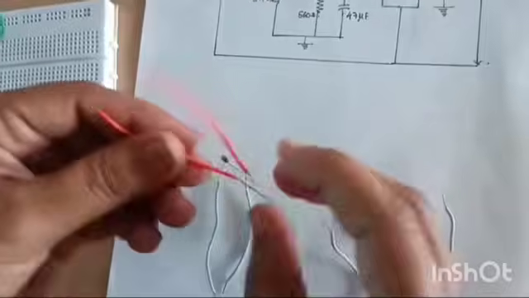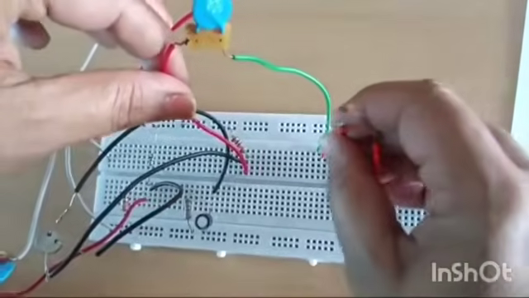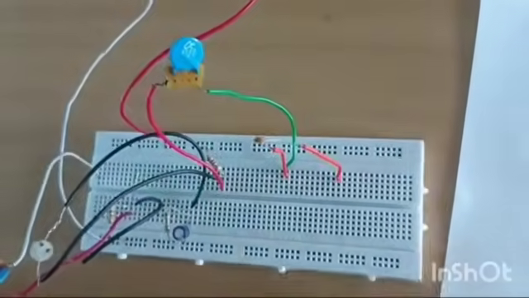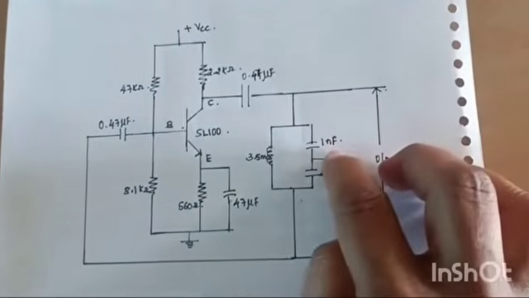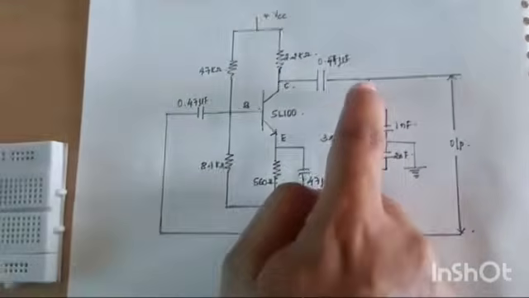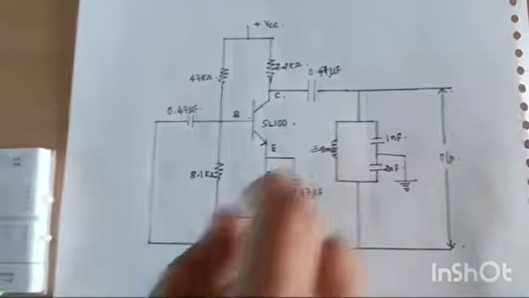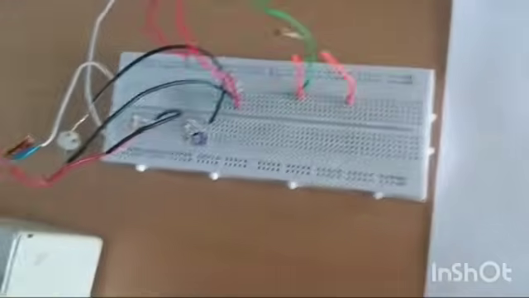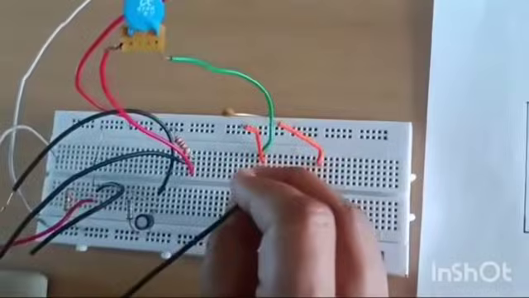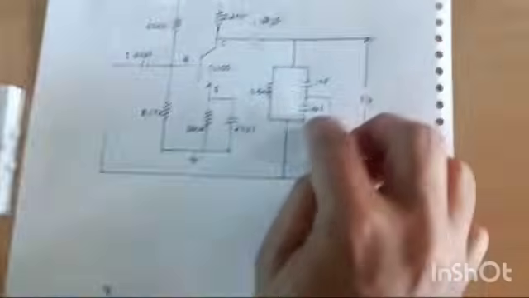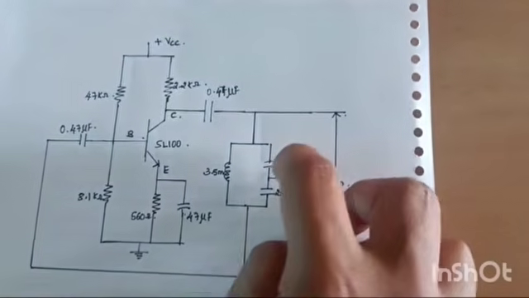I'll take one of the capacitors and connect that to the other end of the capacitor. This is the 1 nanofarad capacitor connection. Now to this point, I also need to connect the positive of the inductor. So this is the inductor box. I'll take the positive of the inductor box and connect it here. Fine.